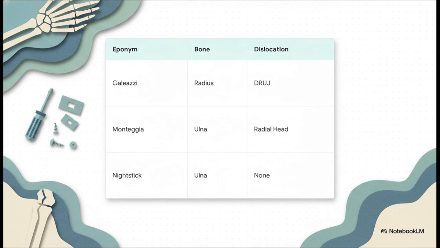Let's break down the matrix for these. Galeazzi is distal radius plus DRUJ dislocation. Monteggia is proximal ulnar fracture plus radial head dislocation. And a nightstick fracture, that's just an isolated mid-shaft ulnar fracture.